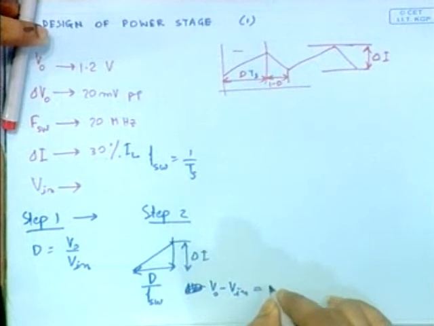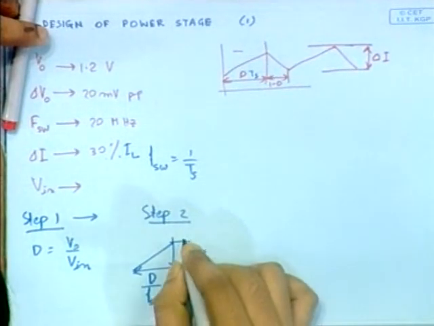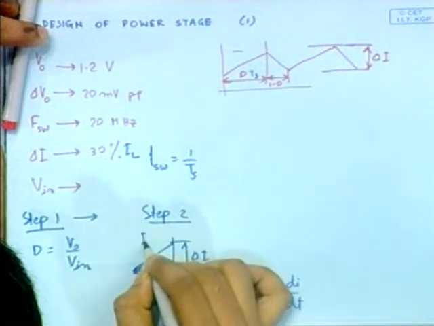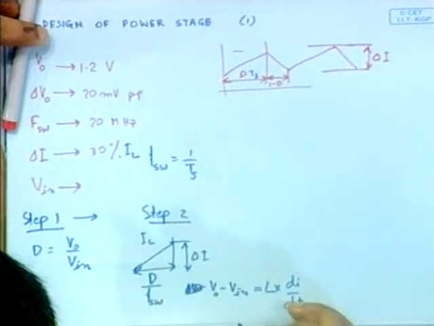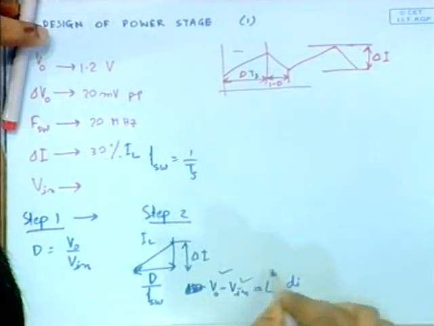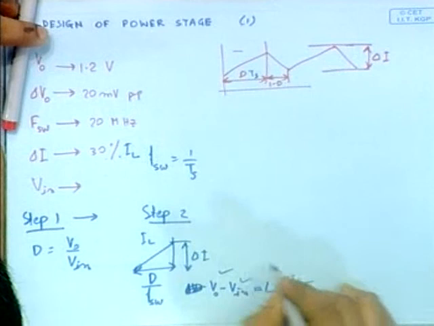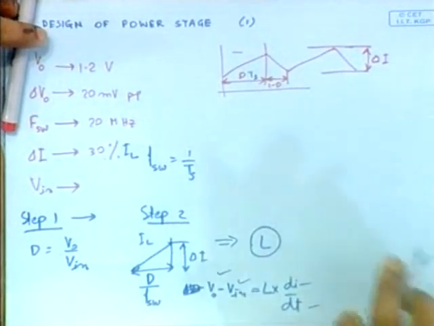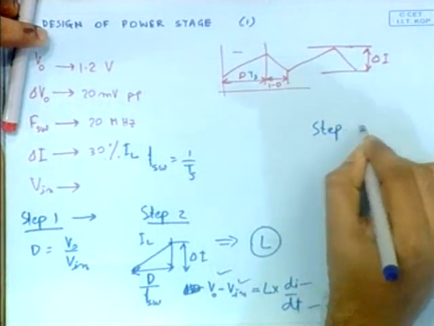Delta V equal to L di dt. L into di dt is the slope. Say di dt I write. This is IL. This is di dt. From there we know V out, we know V in, di dt we know, get L. Done. This is step 2. Now we will go to step 3.